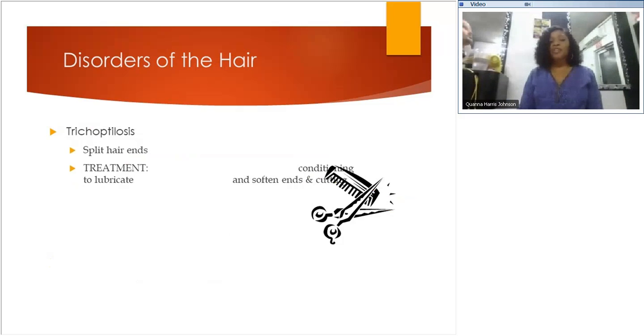Then we have trichoptilosis. Now, this is the technical term for split ends. Basic treatment, you're going to lubricate it, you can use oils, you can do a deep conditioning treatment to soften the ends, or you can just cut it off. The best treatment for me for split ends is to just cut it off and let the hair grow back fresh.